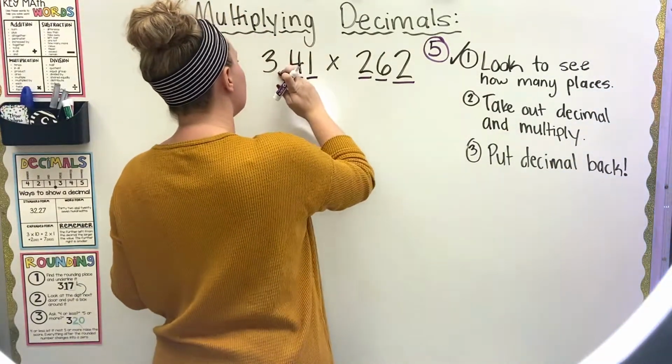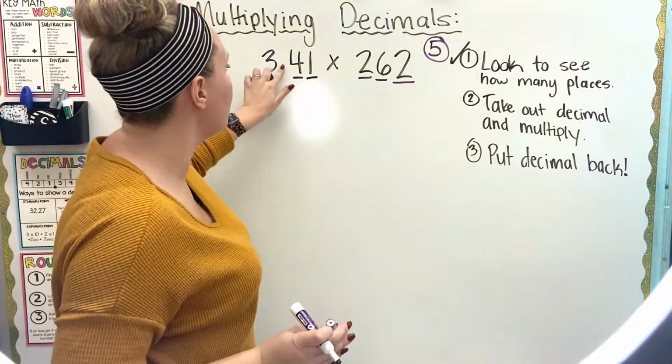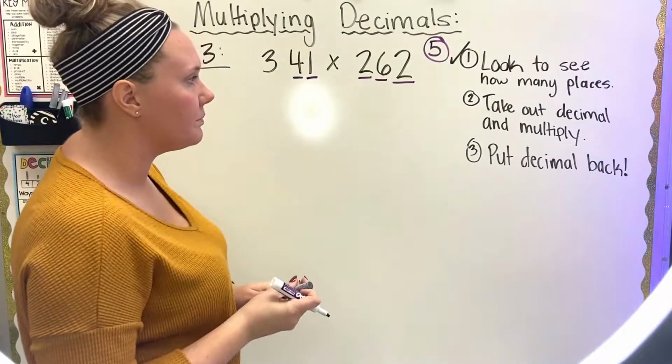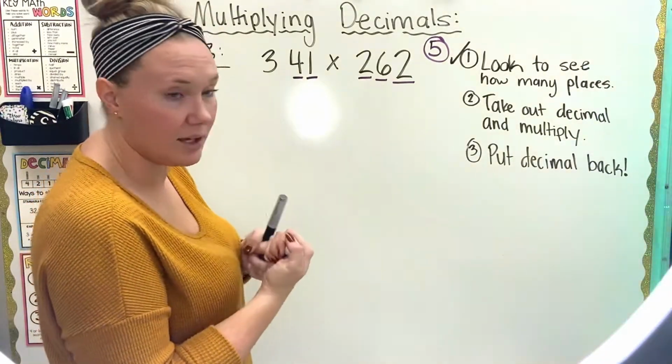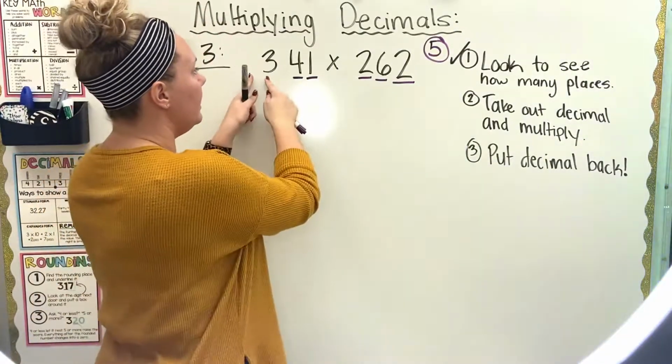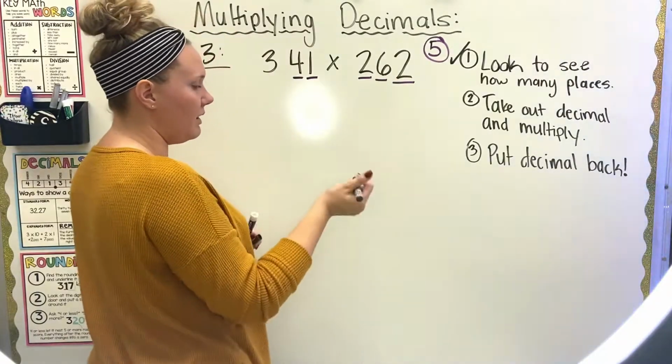That is why I really like to work these out on a whiteboard. That way I can actually physically take my decimal out by rubbing it away. All right? And it says take the decimal out and multiply. So now that I've taken my decimal out, I've got 341 times 262. So that's what I'm going to make my lattice for.